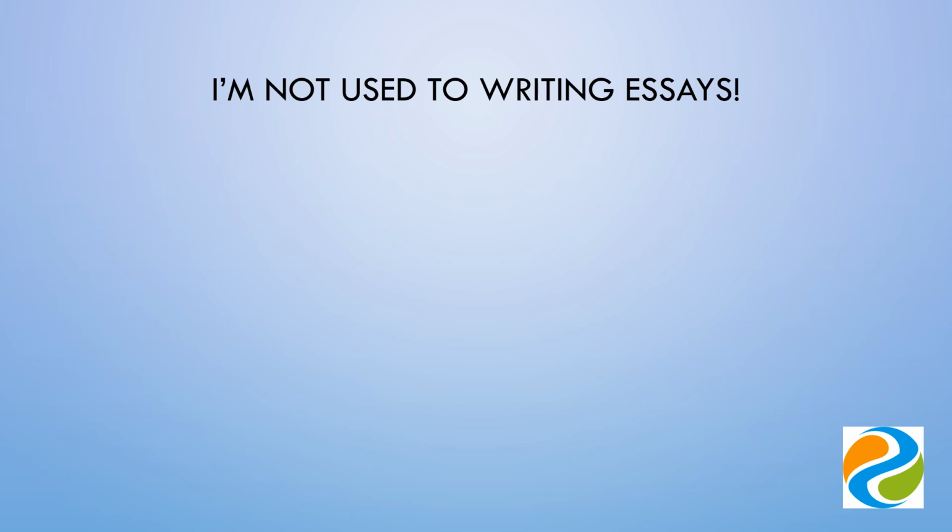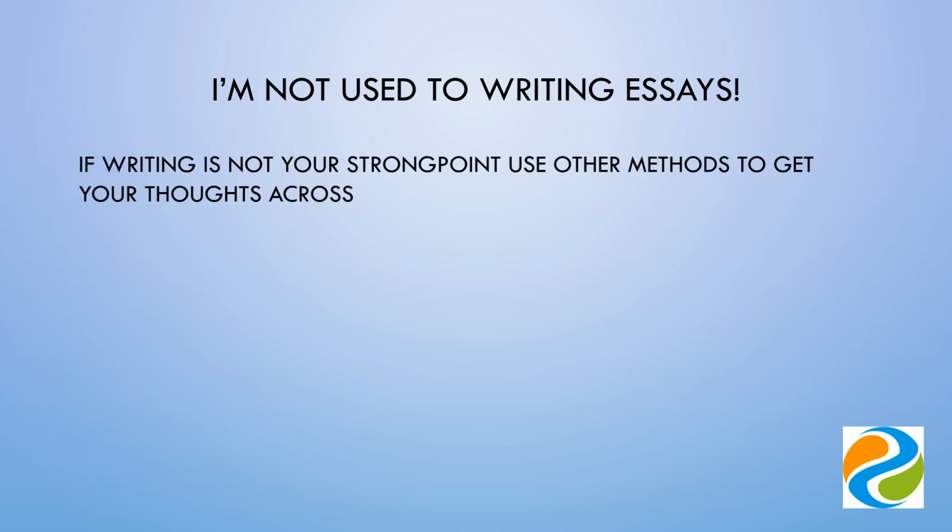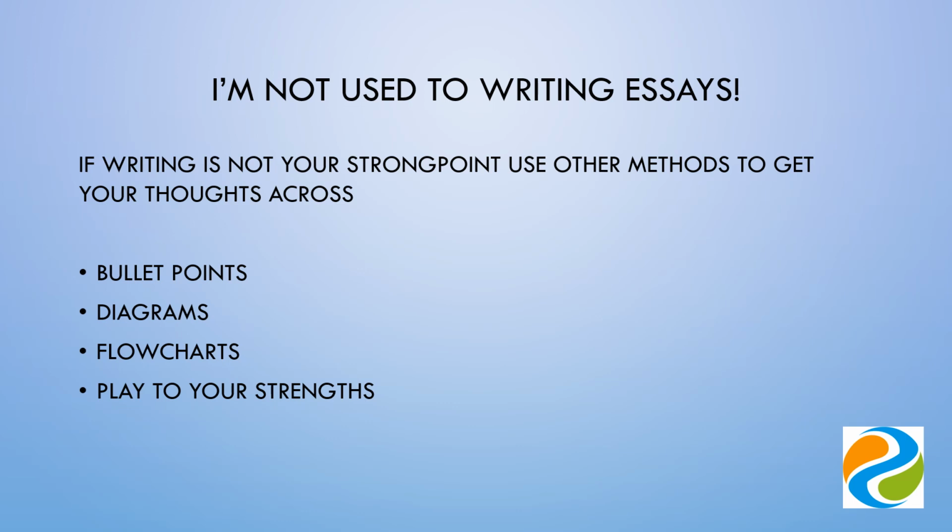But what if you haven't done much writing in your undergraduate degree and feel at a disadvantage to those who have? There are other ways to get your message across, and some of these are visual, so that is why we give the alternatives of 500 words or 1 page in the guidance. You can use any of the following in your outline: bullet points, diagrams, flowcharts, or use your imagination if you have another idea about how to illustrate your ideas. Play to your strengths.